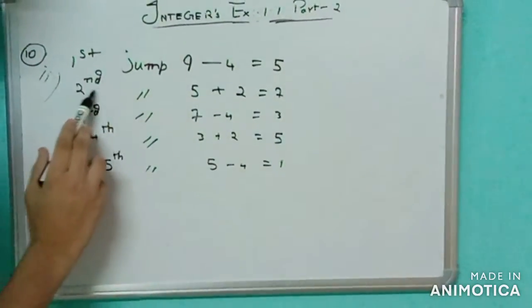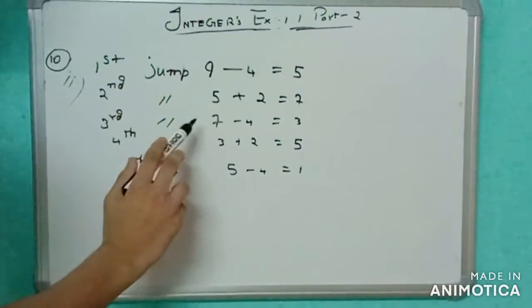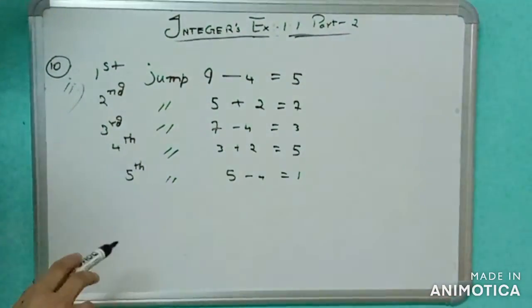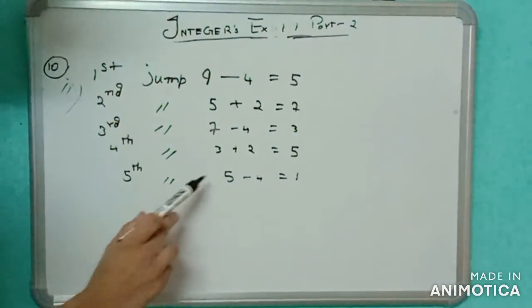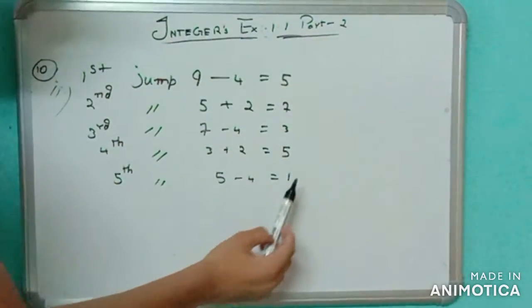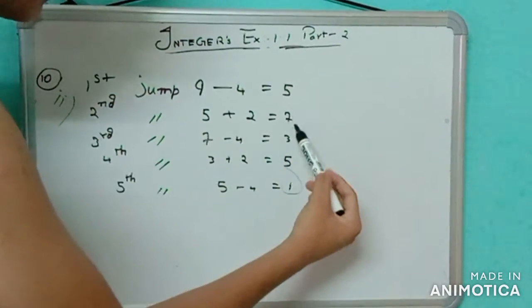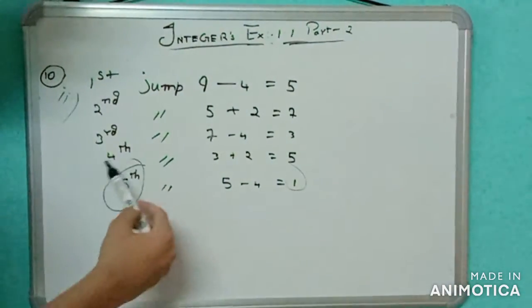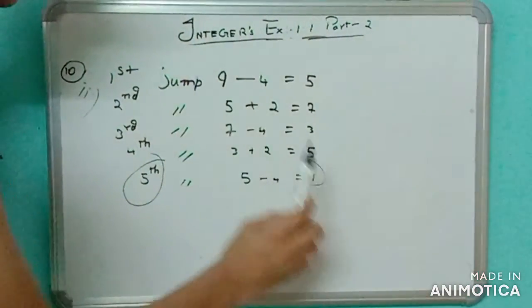Okay. In the second jump, 5 plus 2 is equal to 7. In the third one, 7 minus 4 is equal to 3. In the fourth one, 3 plus 2 is equal to 5. In the fifth jump, 5 minus 4 is equal to 1. So he reaches the first step in 1, 2, 3, 4, 5. In 5 steps he will reach the first one. In 5 jumps he will reach the first step.